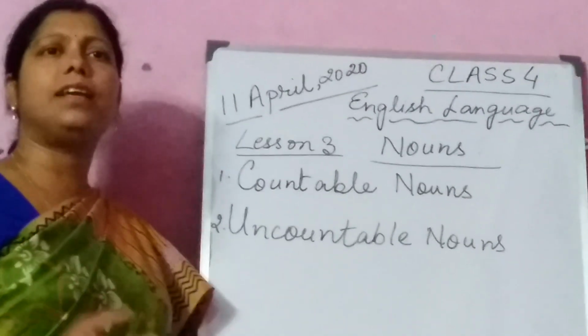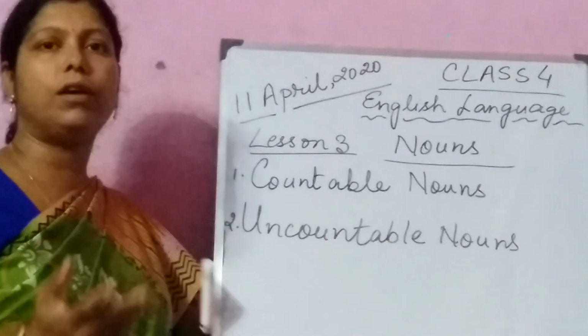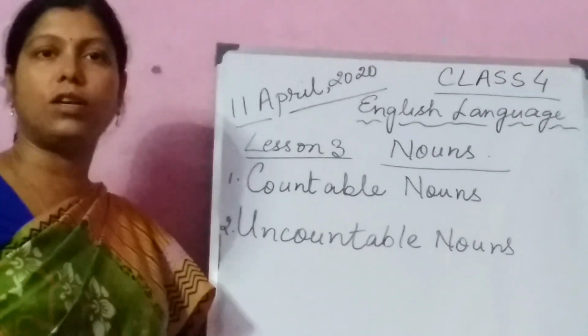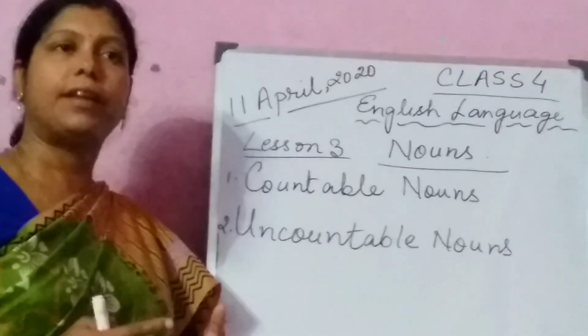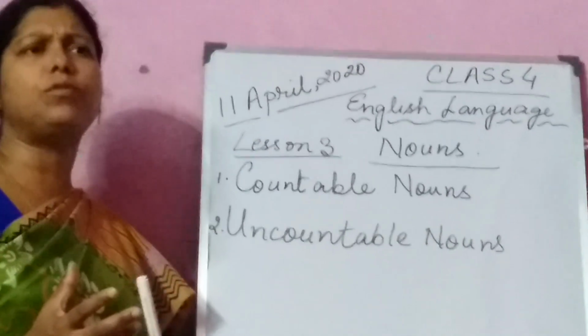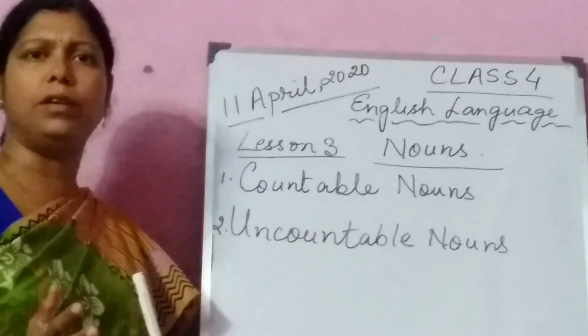Now let us take the example of love. How much you love your parents or how much your parents love you. Can you count that? You cannot count. He is telling the truth. Can we count the truth? We cannot count. So these words, they are uncountable.